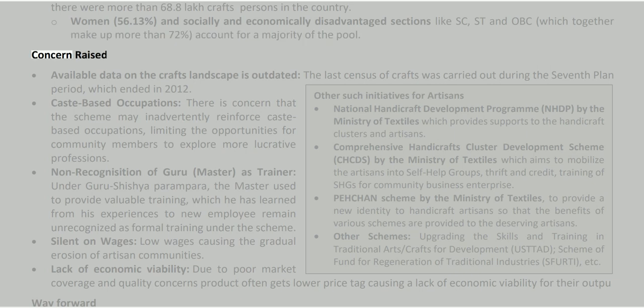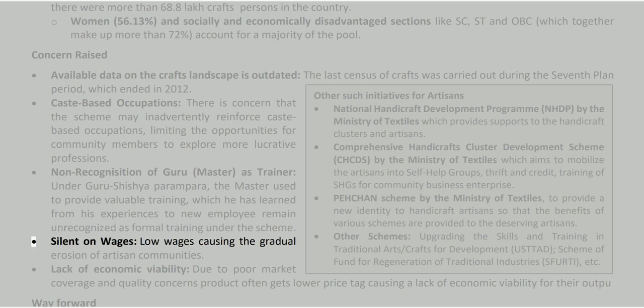Concerns raised. Available data on the crafts landscape is outdated. The last census of crafts was carried out during the 7th plan period, which ended in 2012. Caste-based occupations: there is concern that the scheme may inadvertently reinforce caste-based occupations, limiting the opportunities for community members to explore more lucrative professions. Non-recognition of Guru, Master, as trainer: under Guru Shishya Parampara, the master who provides valuable training, which he has learned from his experiences, to new employees remains unrecognized as formal training under the scheme.